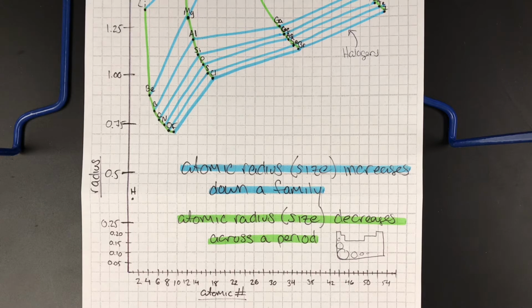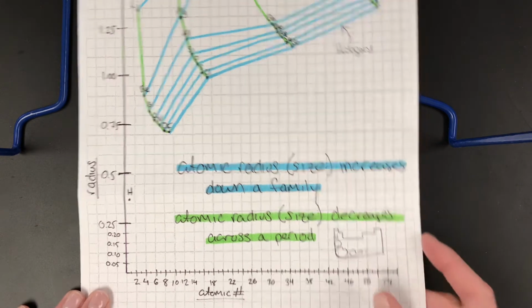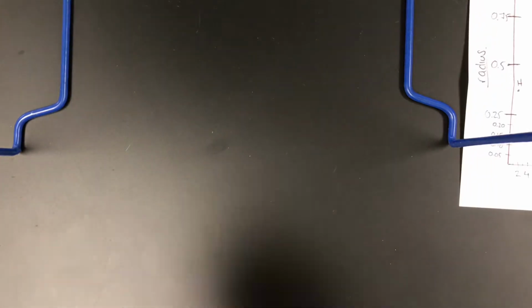What does family mean? You tell me, you know what it means. There you go. Yep, all the elements that are in the same column on the periodic table. And period is all the elements that are in the same row on the periodic table.